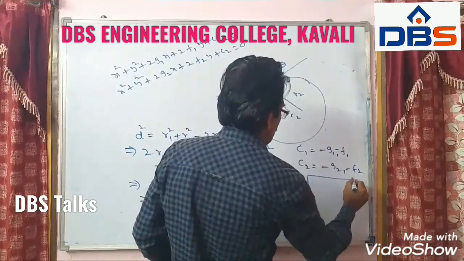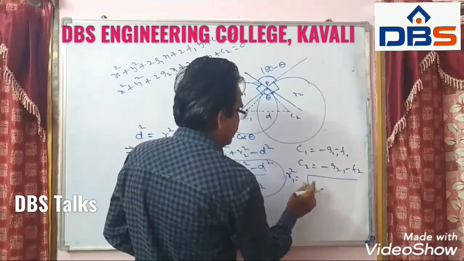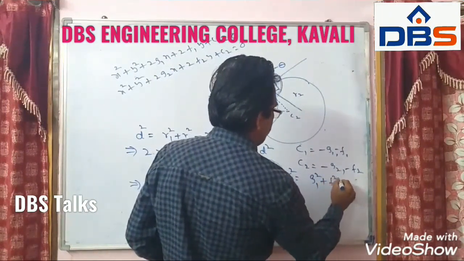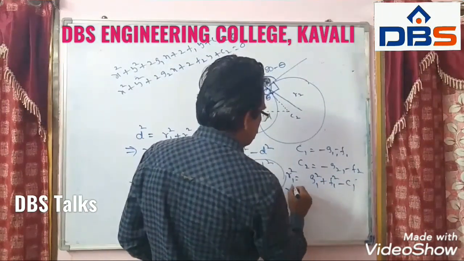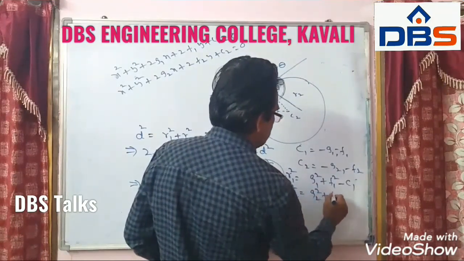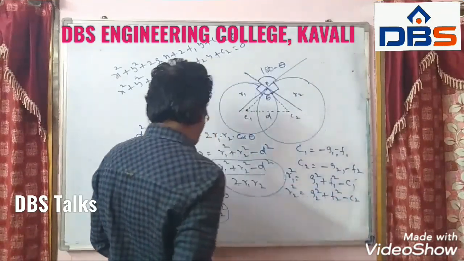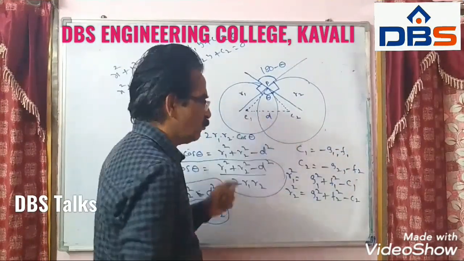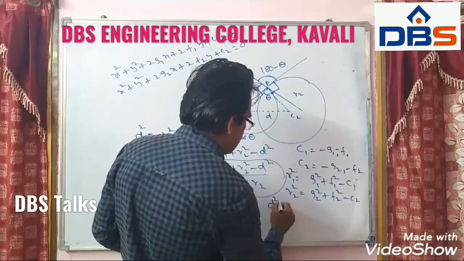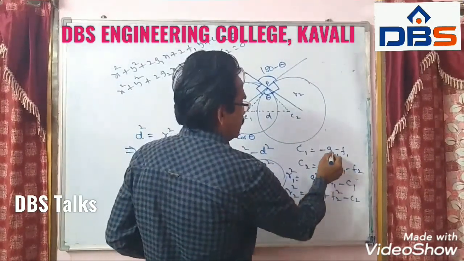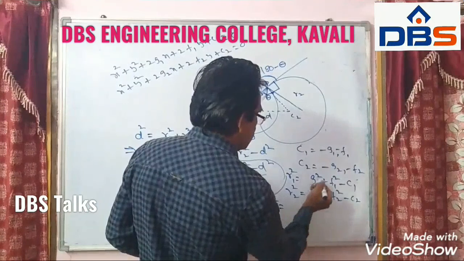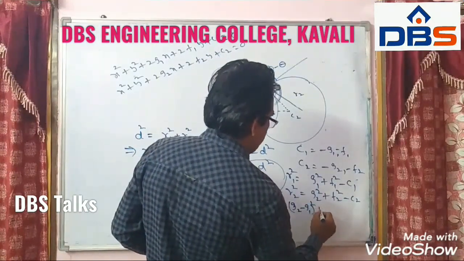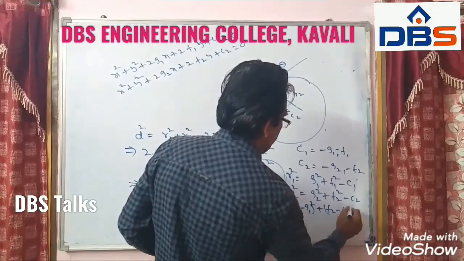Let us calculate R1 square. R1 square is equal to G1 square plus F1 square minus C1. R2 square is equal to G2 square plus F2 square minus C2. What is D square? The distance between these 2 points. I am writing D square, friends. D square is equal to G2 minus G1 whole square plus F2 minus F1 whole square.